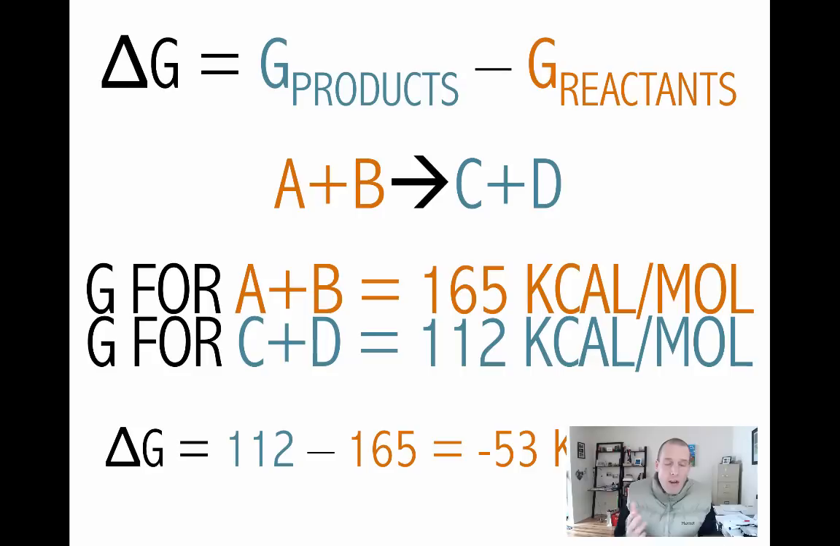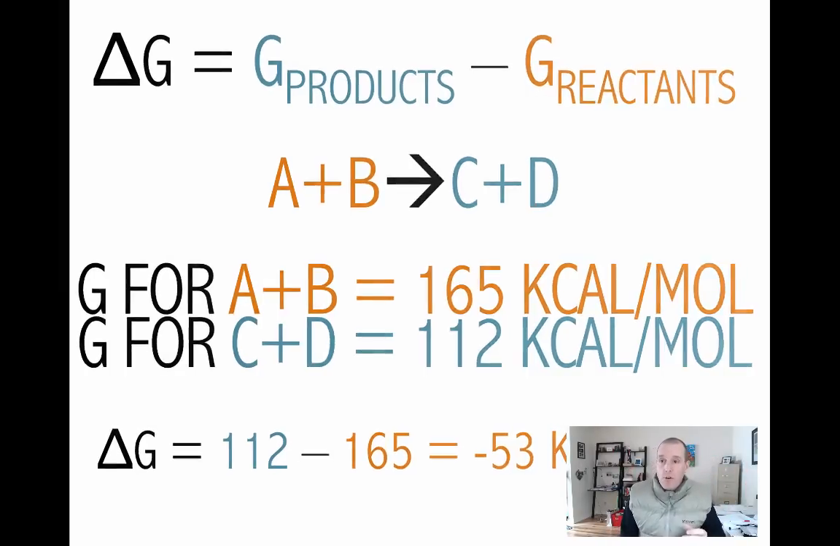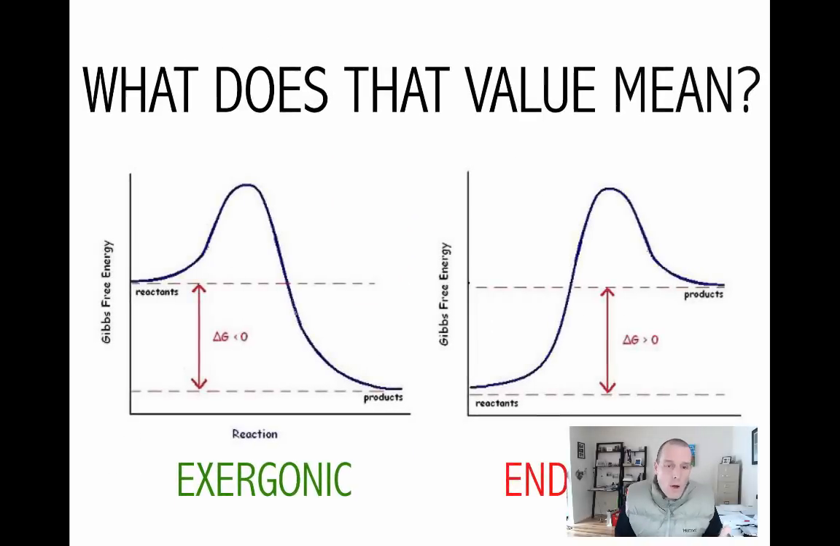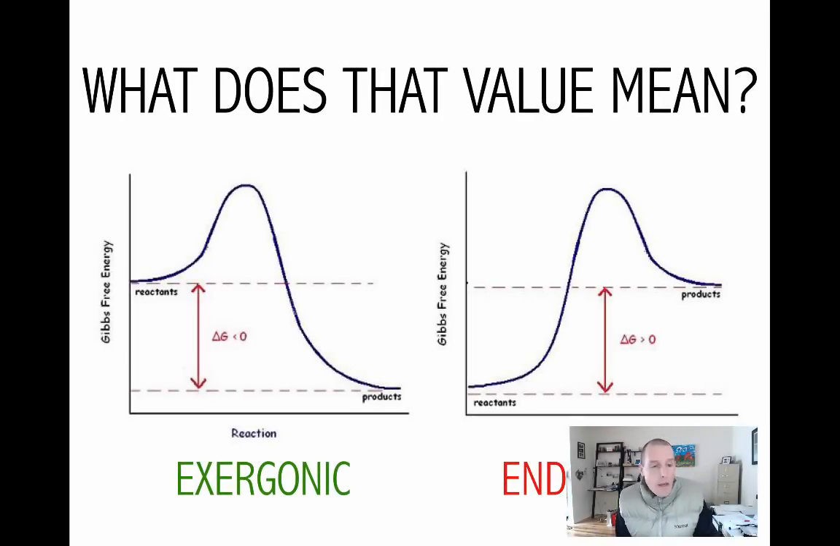So the difference in energies between the products and the reactants here is 53 kilocalories per mole. That's the absolute difference. The negative symbol tells you that what you finish with is less than what you started with. A and B has got more than C and D. That's what that tells you. So what do we do with that? How do we interpret that? What does that value mean?